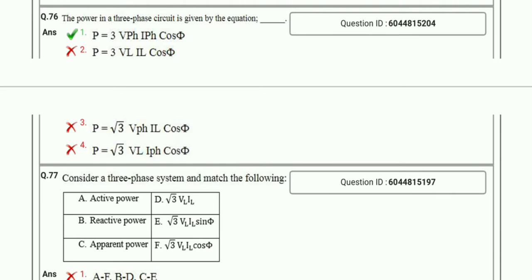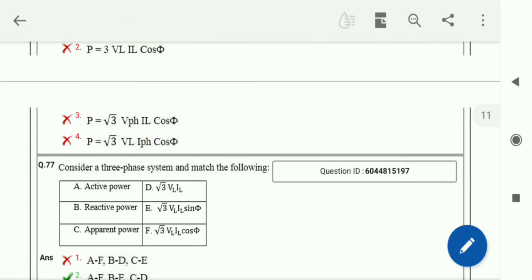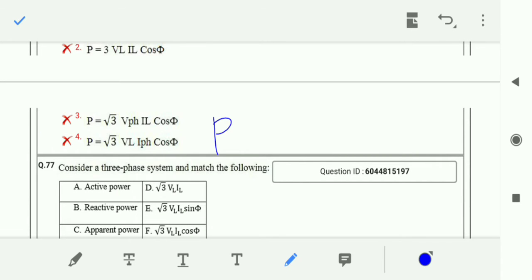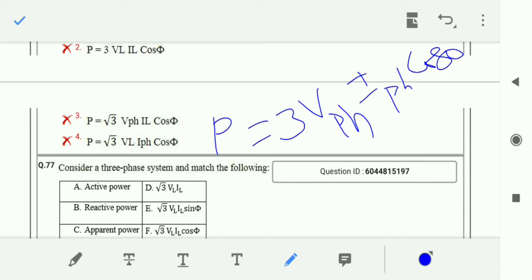The first question is: the power in a three-phase circuit is given by the equation. We all know that power P is equal to 3 times V phase into I phase into cos phi. Or if we take line values, that is equal to root 3 times VL IL cos phi.